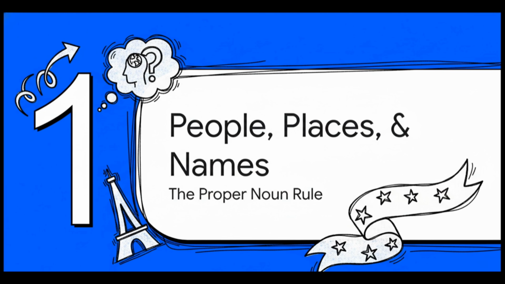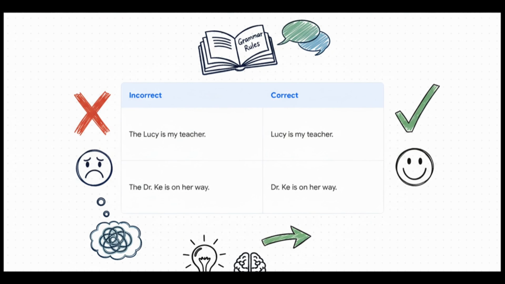The secret weapon for this whole section is a simple grammar idea you probably already know, the proper noun. Okay, so rule number 1 is probably the easiest one. We almost never use "the" before a person's name. So it's never "the Lucy," it's just Lucy. And this is true even if they have a title, like doctor or professor. You just say, "Dr. Key is on her way." Simple as that.